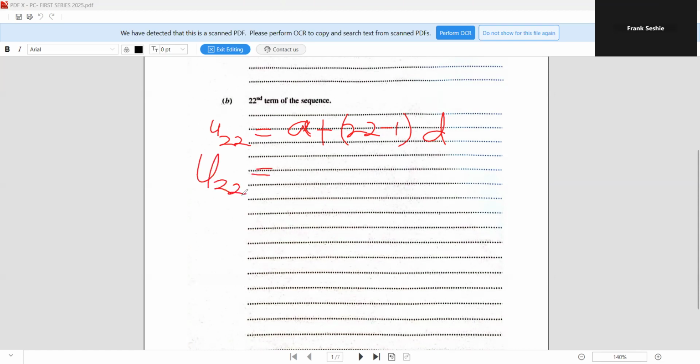So our first term is 4 plus 5, which is 9, plus 21 times the common difference of 4. So you have 9 plus 84, which is giving us 93. And that is the 22nd term of the sequence. And that ends question number 1.